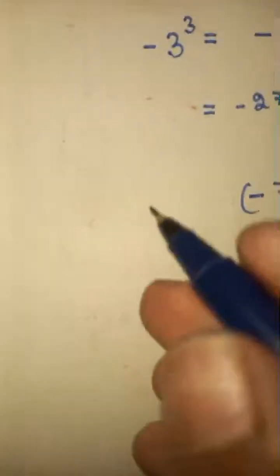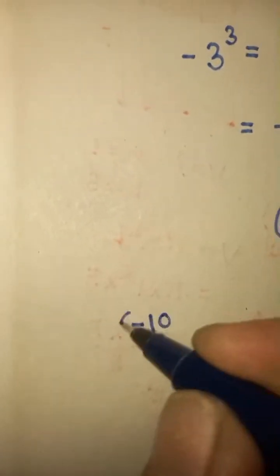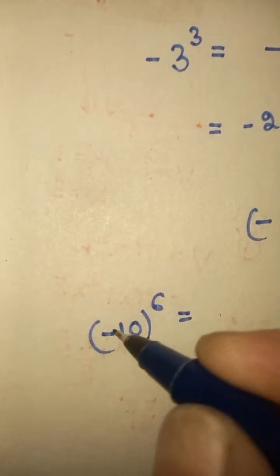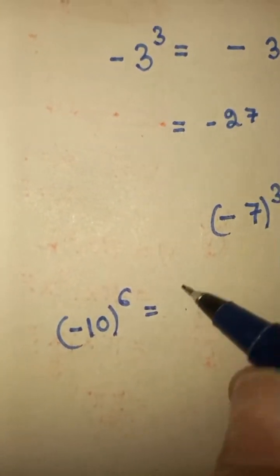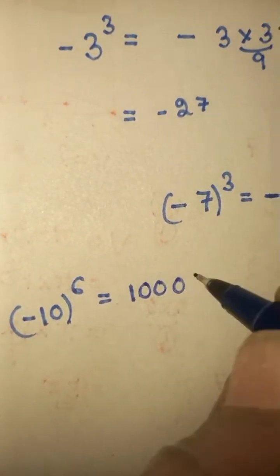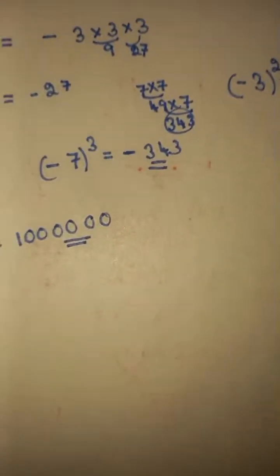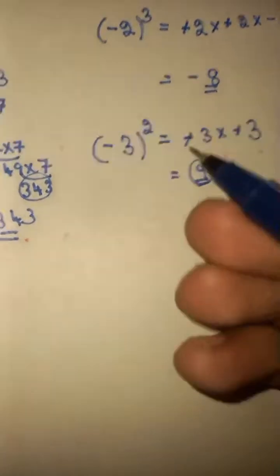Here, if they give minus 10 whole power of 6, this is even, so this minus won't remain. It is 1 followed by 6 zeros: 1, 2, 3, 4, 5, 6, 6 zeros. There are different exponents about the power of minus.